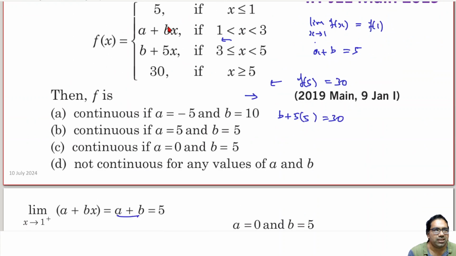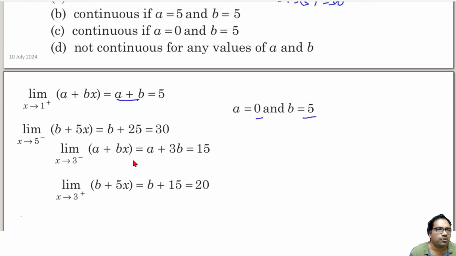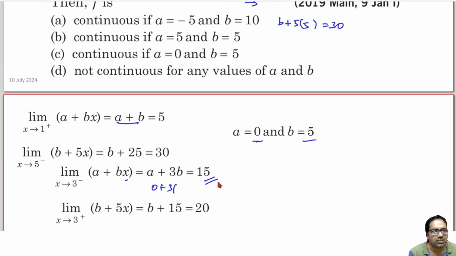Right, at 3 minus, what will it become? It will become a plus bx. When I am approaching 3 from the left hand side, it is a plus b into x. What is x? X is 3. And what is a? A is 0. So 0 plus 3 into b, 3 times b, which is equal to 15. When you approach 3 from the right hand side, what should we get? We should get the same 15.